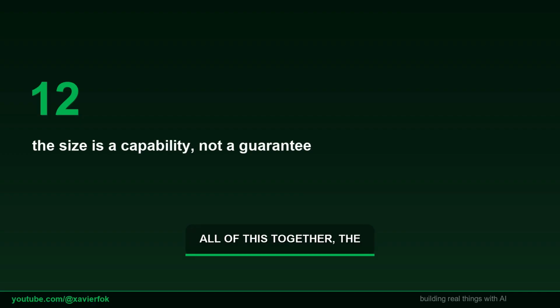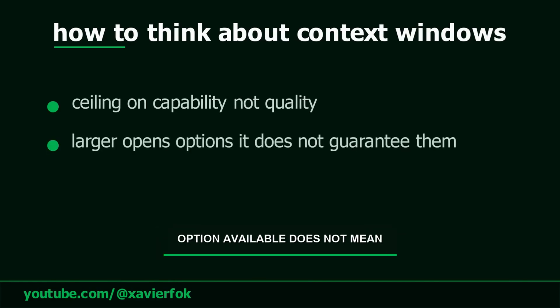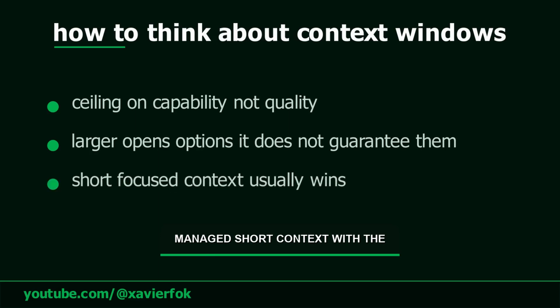To put all of this together, the way I think about context windows now is as a ceiling on capability, not a guarantee of quality. A larger context window gives you more options. It lets you attempt tasks that a smaller window could not handle at all. But having the option available does not mean using the maximum is always the right call. For most things I do, a well-managed short context with the right information in it beats a massive context stuffed with everything I might need.